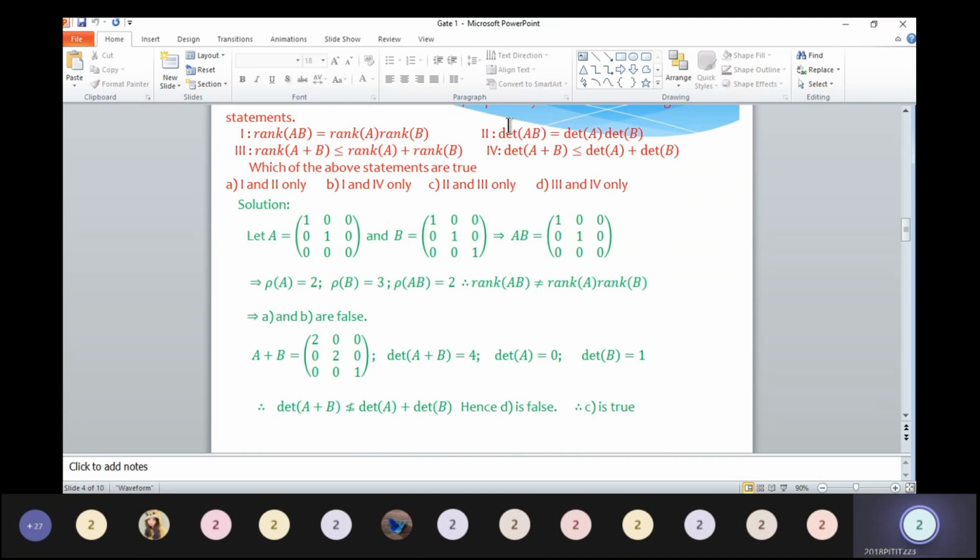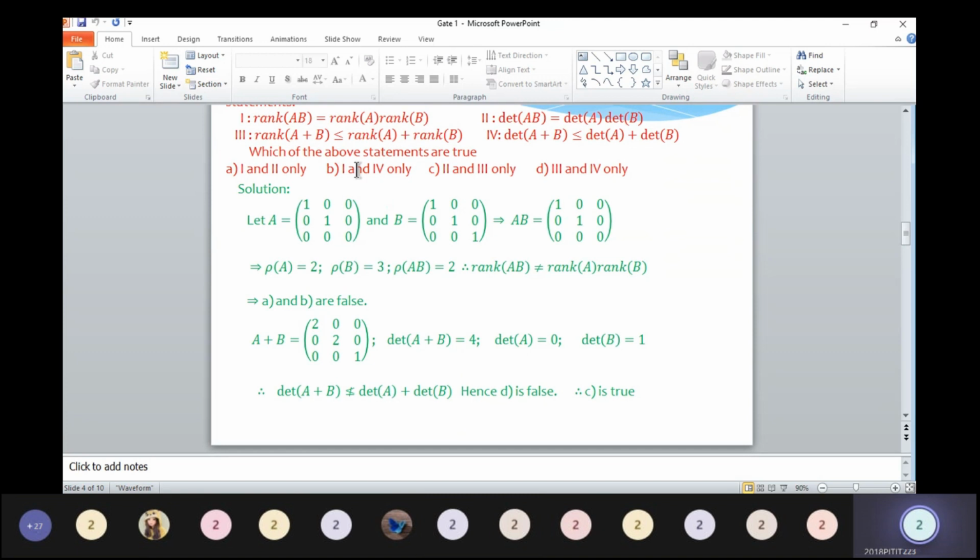Using that, either 1 is true or A is true or C is true. So I am checking that statement. 1 is false. As 1 is false, definitely C is true. Okay, so statements 2 and 3 are true. Okay, next I go to the next problem.